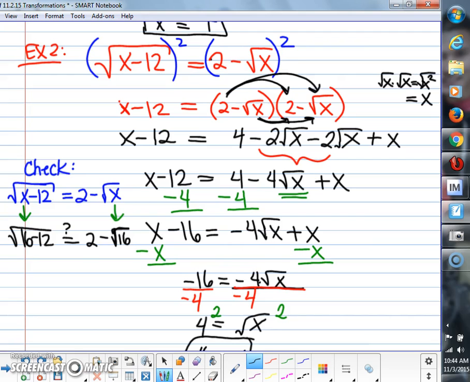4. What's the square root of 4? 2. Okay, so the question is, is the right side equal to 2? What is the square root of 16? 4. So what's 2 minus 4? Negative 2. Is 2 equal to negative 2? No. Nope, that is a false statement. So this is called an extraneous solution.